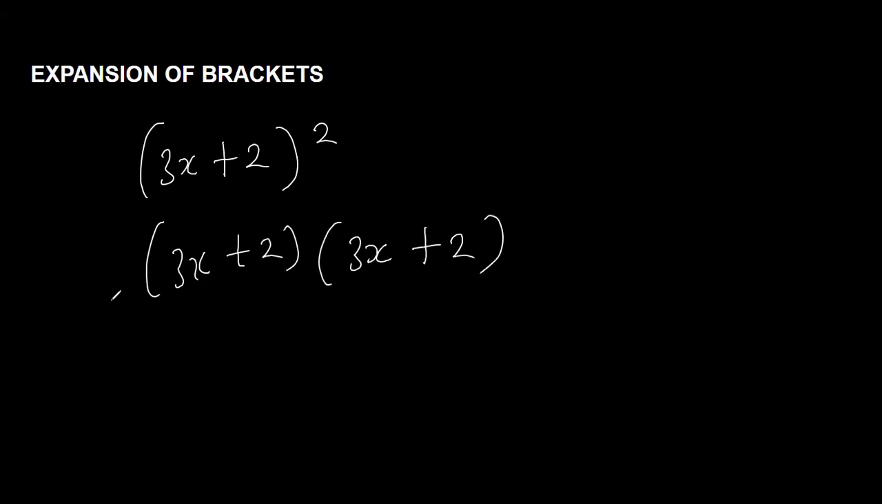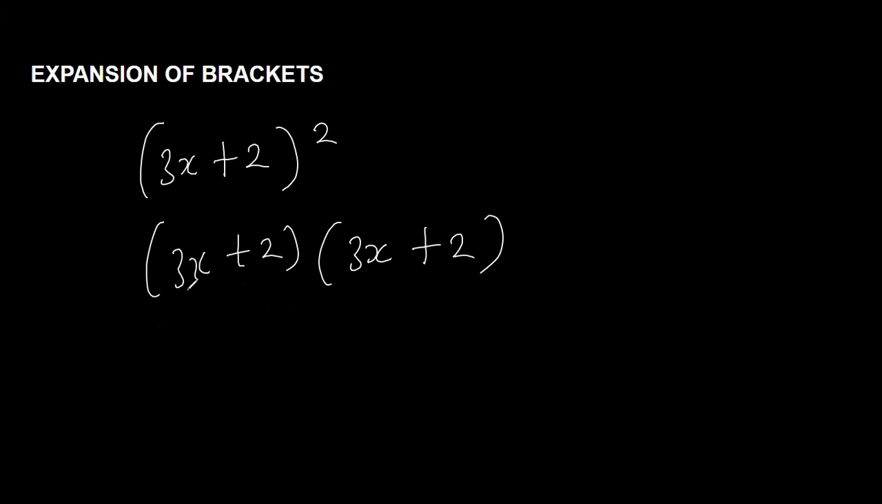What we're simply doing in this case is using all the terms we have in the first bracket to multiply what we have in the second bracket. So we use 3x to multiply the whole of 3x plus 2, which is the second bracket, and likewise we will use the second term in the first bracket, which is 2, to multiply everything we have in the second bracket.